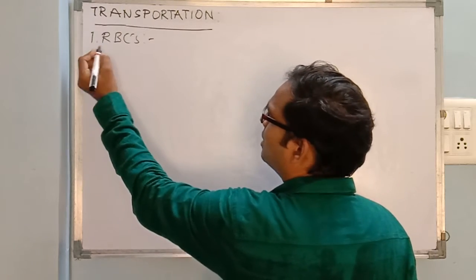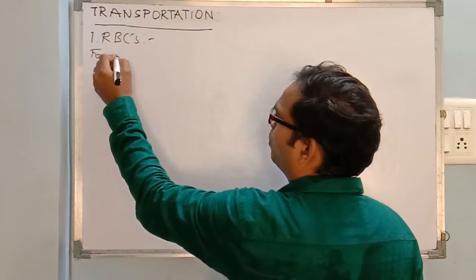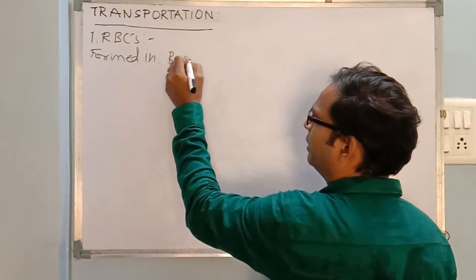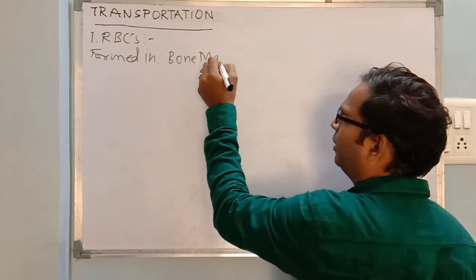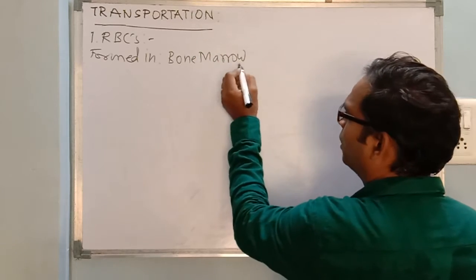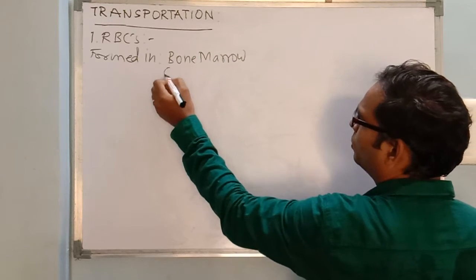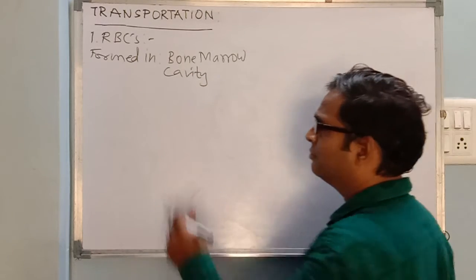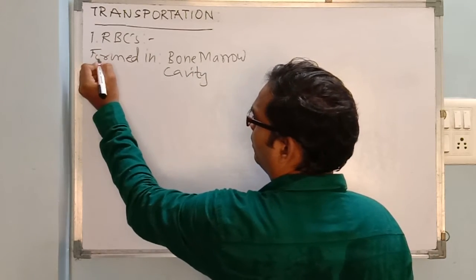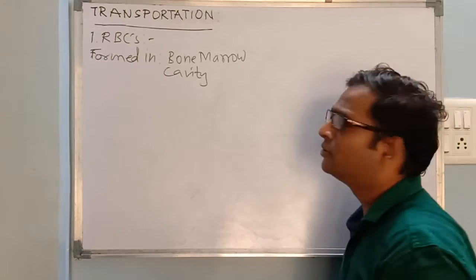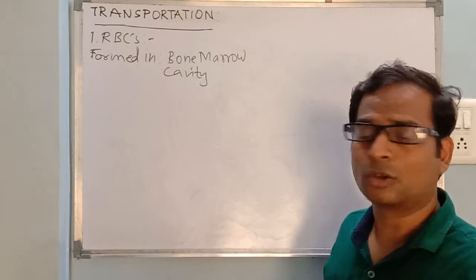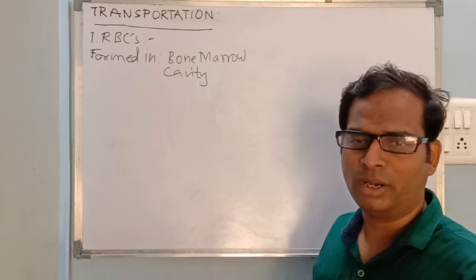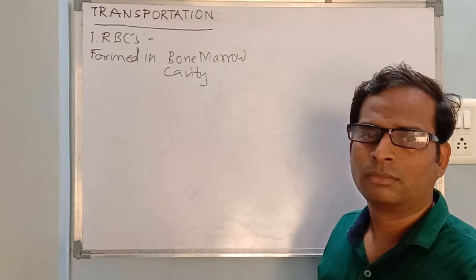So these RBCs are produced in the bone marrow cavity. In fact, all blood cells are produced here only. Bone marrow cavity. Then there are also some more organs where these are produced, like the liver, but not in adults, only in infants.